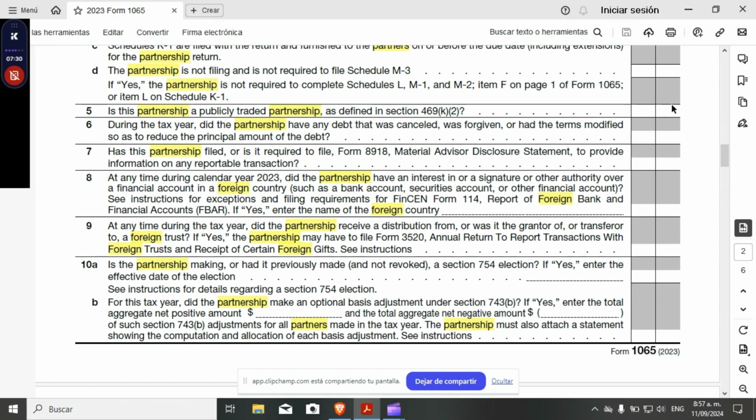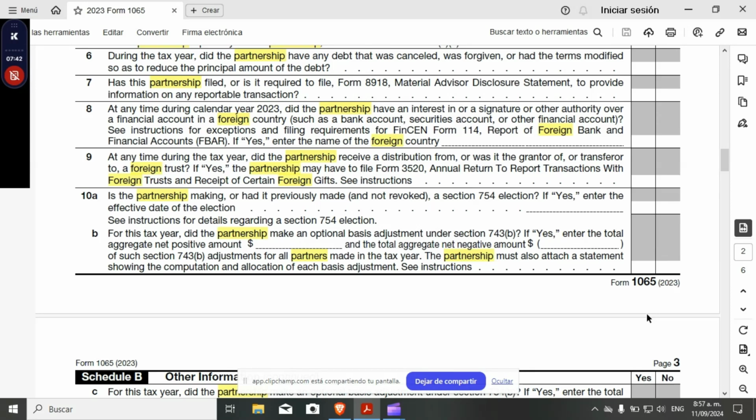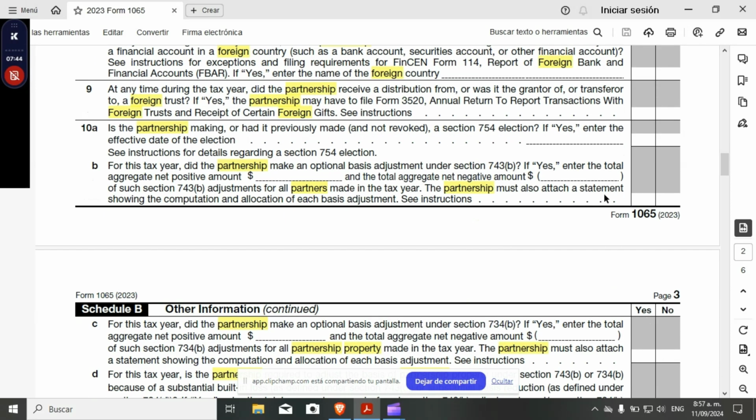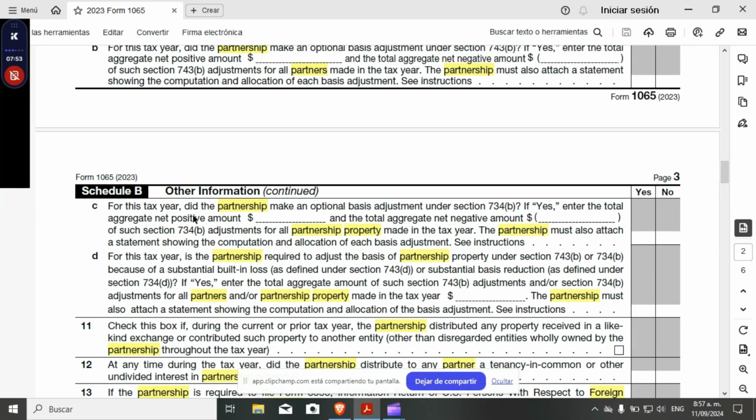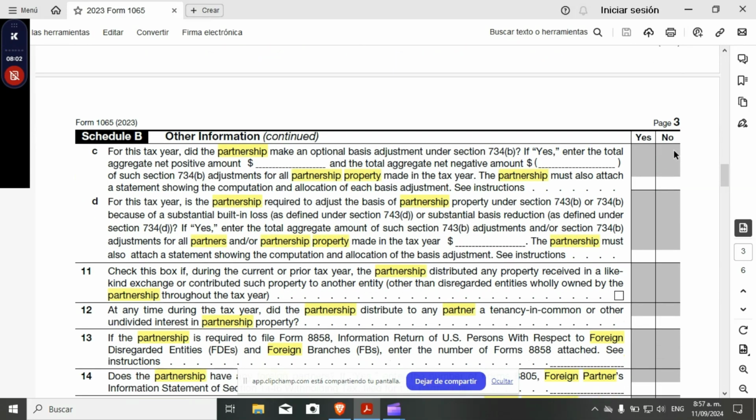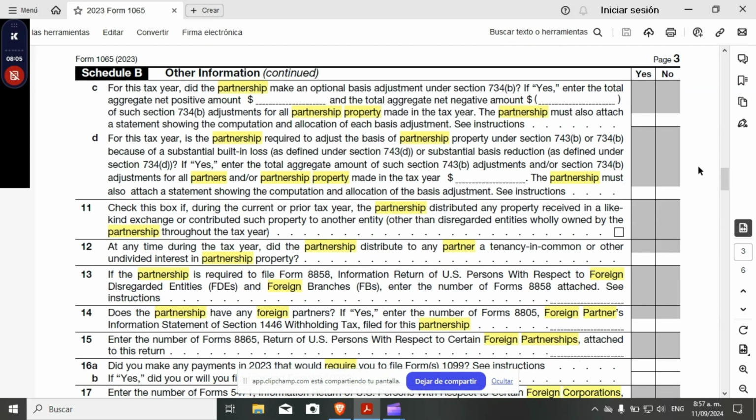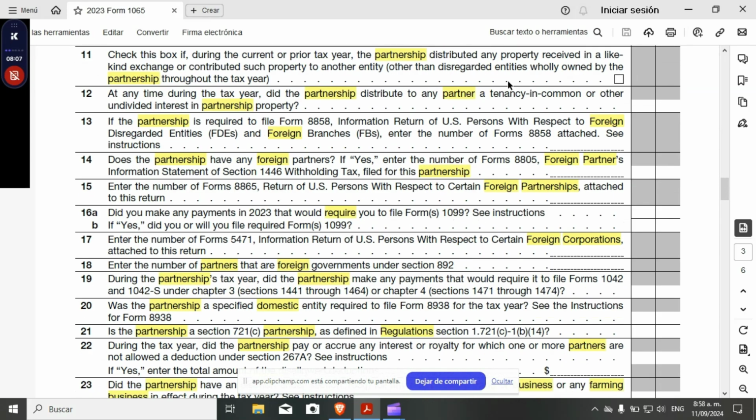Is number 5 no? It's number 6, no, because, again, remember, you're not really a partnership. Number 7, no. Number 8, no. Number 9, no. Number 10A, no. 10B, no. Scrolling down. Schedule B, C, no. D, no. 11 does not apply, so you would leave that alone. Where are we at here? 11, leave it unchecked.